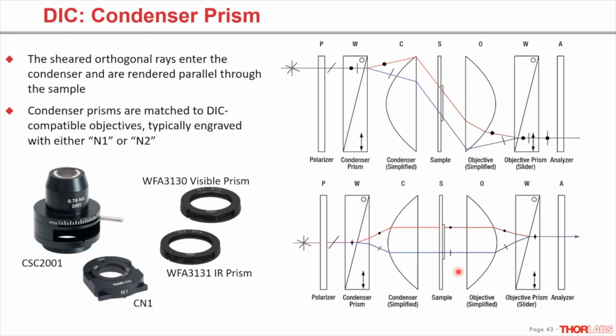The rays in this diagram are exaggerations of the sheared rays to show the separation. However, they're actually close together, ranging from around 1.6 micrometers to about 0.6 micrometers, depending on the condenser NA. So you're comparing beams that are very close together. The condenser prisms are matched to DIC compatible objectives, which are typically engraved with either an N1 or an N2. So here's the Thorlabs condenser, the CSC2001, and then two options for a visible or an IR condenser prism.